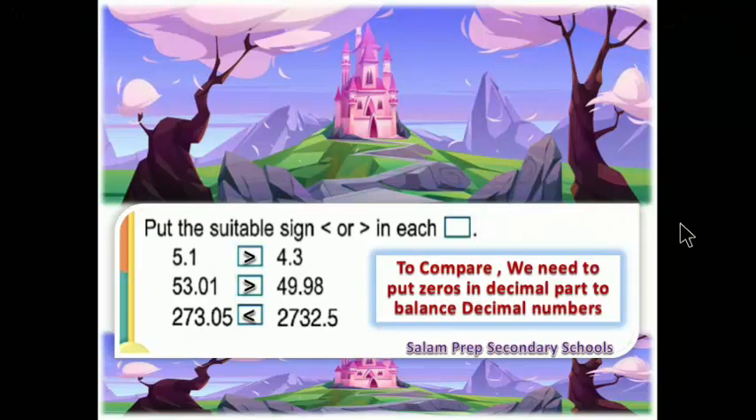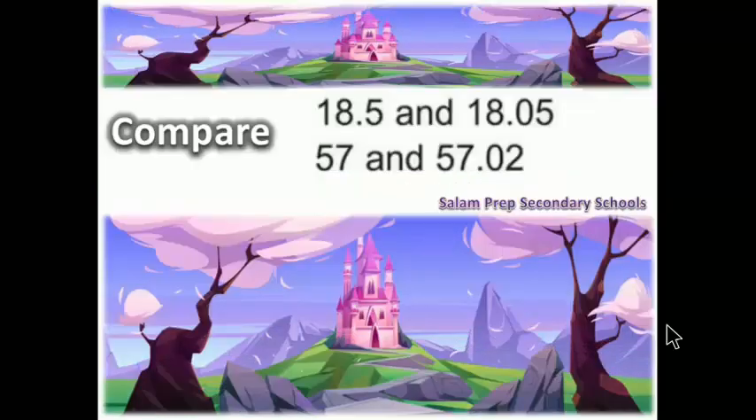Note for you: if we need to compare, we need to put zeros in the decimal part to balance decimal numbers. Look with me. Compare 18.5 and 18.05. Observe the whole numbers are the same, 18, but the decimal parts are different. This one has one digit, this one has two digits. To balance between the two numbers, we need to put 0 here, to make the decimal part of the first number two digits, and the decimal part of the second number two digits.